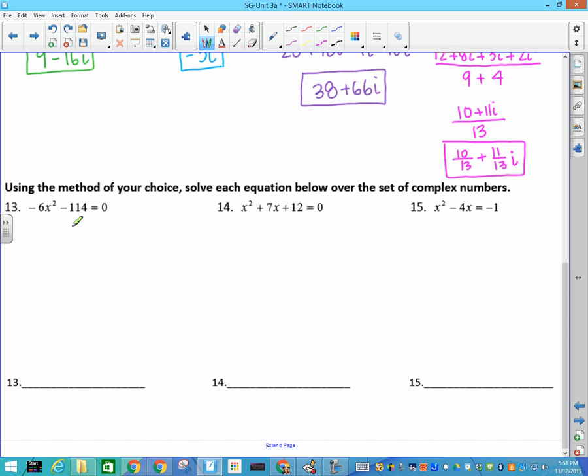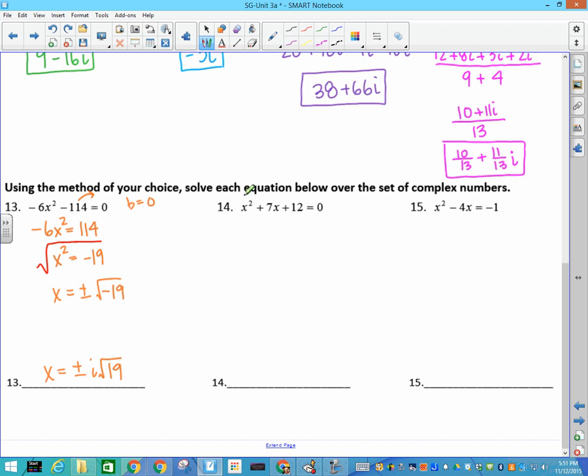Negative 6x squared. We didn't have one like this in factoring above, but this is one where b is equal to 0. I don't have an x term. And if that's the case, it's going to be easiest if I take that to the other side. Negative 6x squared equals 114 because I added it. Then divide by negative 6. So x squared equals negative 19. And then I'm going to take the square root of both sides. The square root of x squared is x equals plus or minus the square root of negative 19. Now 19 cannot be broken down, but you can't leave a negative underneath. So x equals plus or minus i square root of 19. So that is the work that you need to show me when you do that kind of problem.